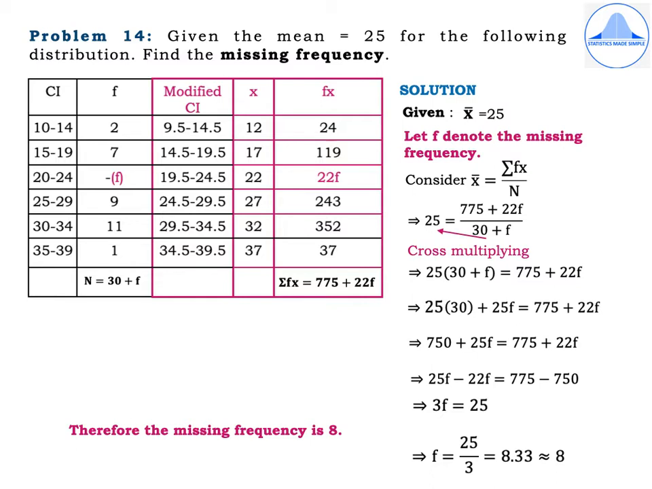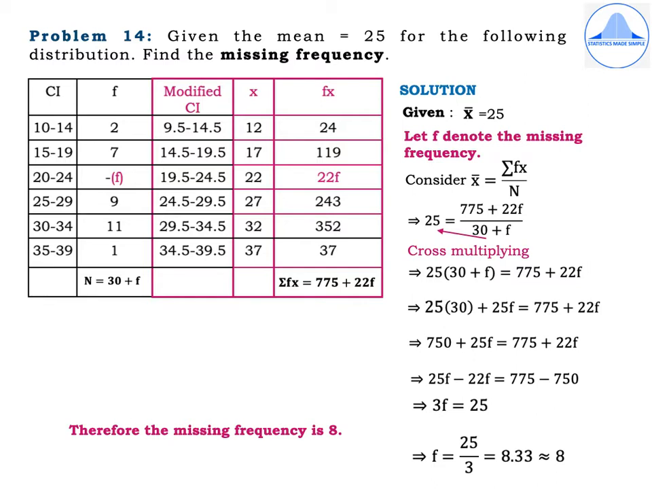And I mentioned in my previous videos also that even if we use the inclusive class interval or the exclusive class interval, the midpoint will remain the same. So 10 plus 14 divided by 2 will be equal to 12. The next midpoint is 17, 22, 27, 32 and 37. Then the next column in the table is fx, the values are 24, 119, 22f, 243, 352 and 37. Now add up all the fx values. So you'll get summation fx is equal to 775 plus 22f.